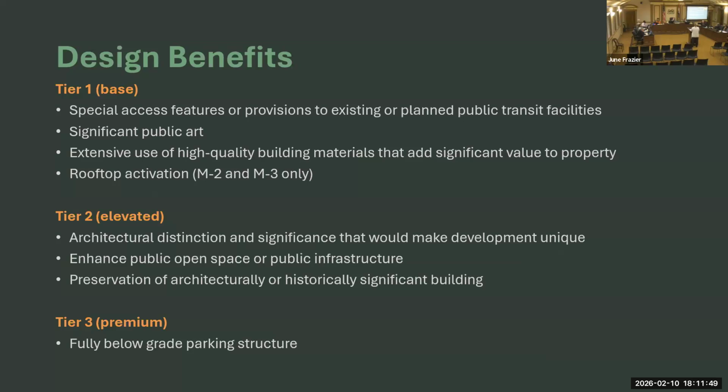So we're looking at design benefits, the category of design, things that would impact that. Under tier one, so our entry level benefits, I would say, we have access features or provisions to existing or planned public transit facilities. This is an existing benefit. We don't see it often used. So that's why it's kind of a tier one. I think it would still be beneficial potentially to people depending on how they facilitate it, but we'll leave that at one.